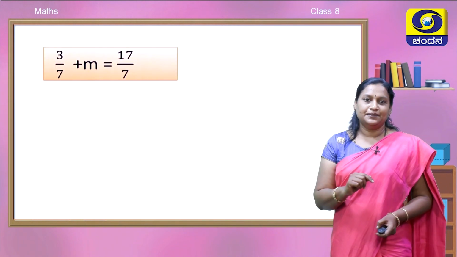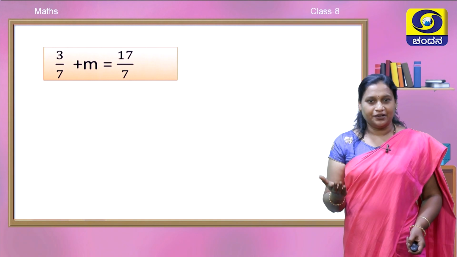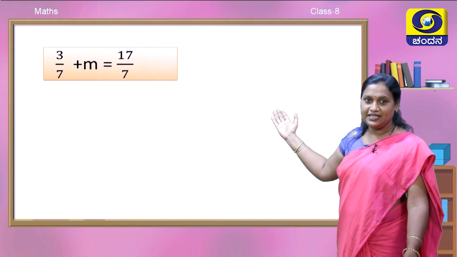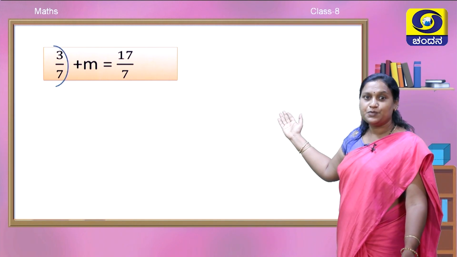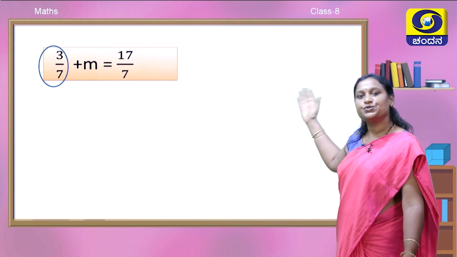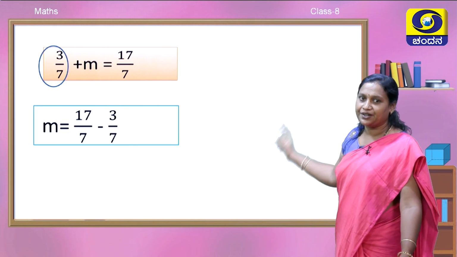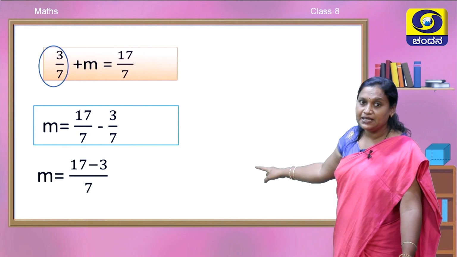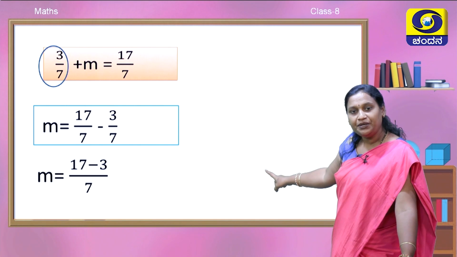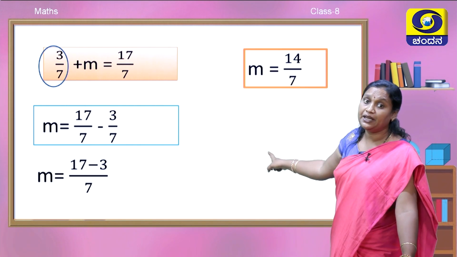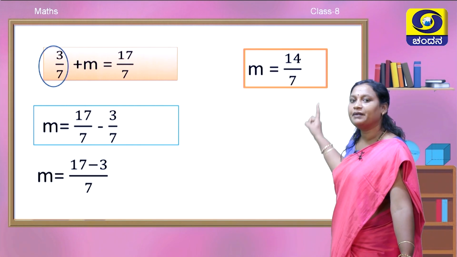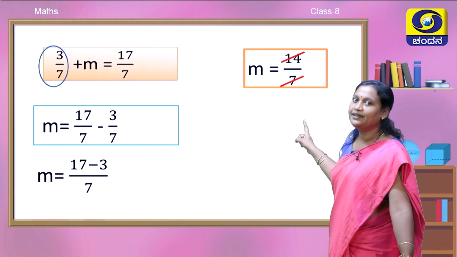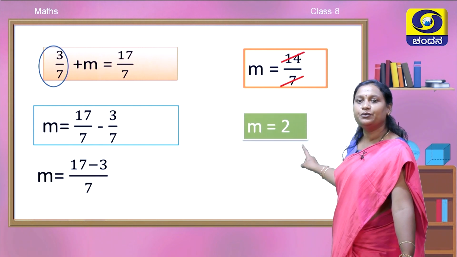One more example, very easy. Some of you are already saying it's such an easy thing. We will be transposing 3 by 7 to the RHS. You are right. When I transpose plus 3 by 7, it becomes minus 3 by 7. Common denominator we have. Therefore, 17 minus 3 will become 14 by 7. If you simplify, you will get the value of m to be 2.